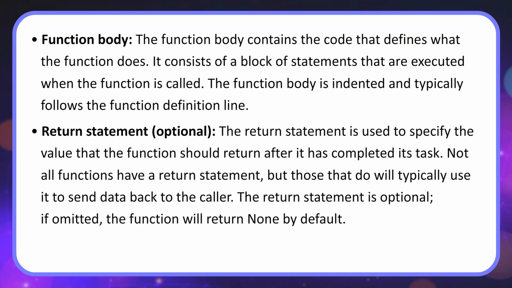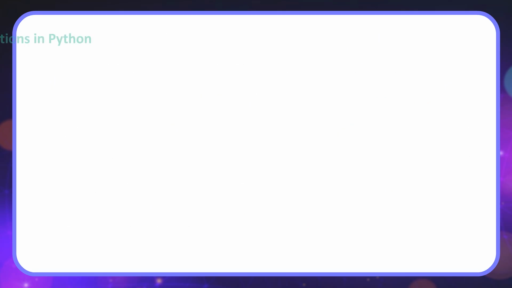Return statement. Optional. The return statement is used to specify the value that the function should return after it has completed its task. Not all functions have a return statement, but those that do will typically use it to send data back to the caller. The return statement is optional. If omitted, the function will return None by default.